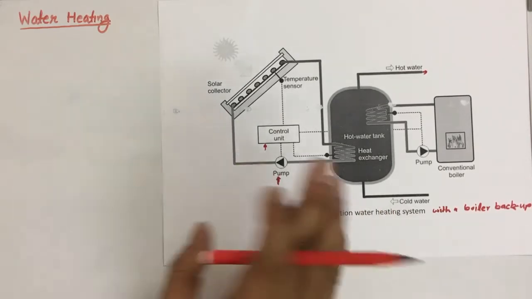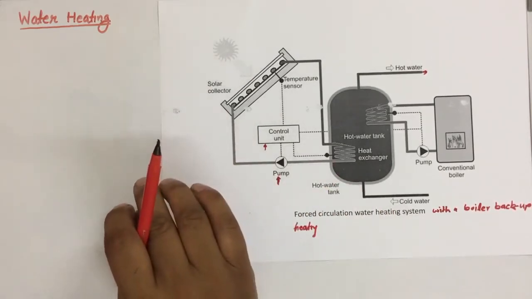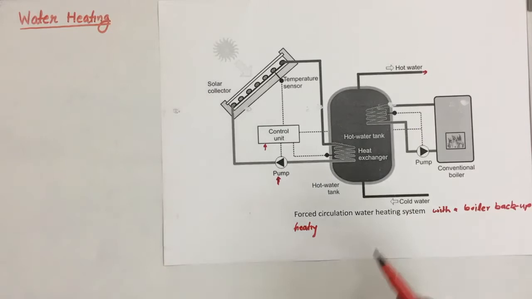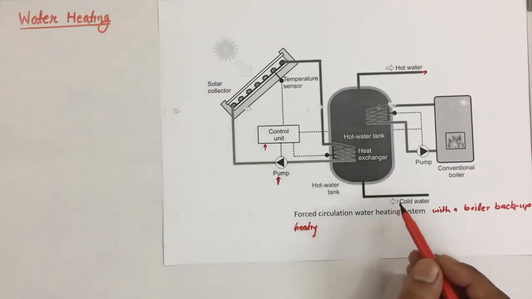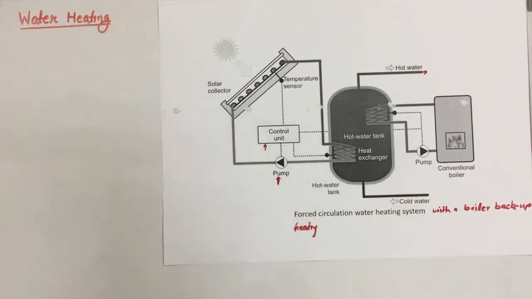Until now, both the systems that we have, either thermosiphon or forced circulation water heating system, can be utilized for a small level, either for a single house or for a small family. But if we wish to install at a huge level, then there is also a possibility that is known as solar district heating.